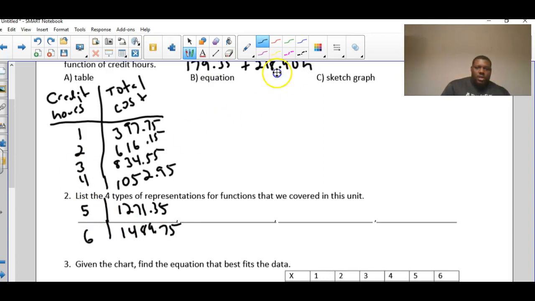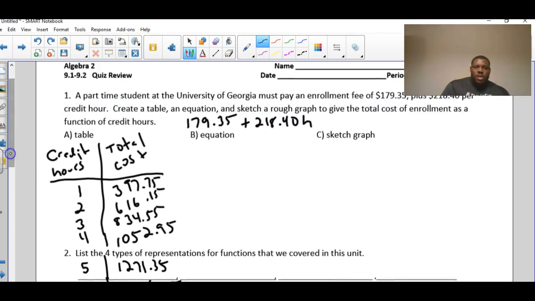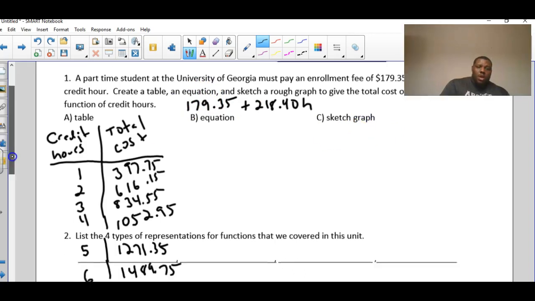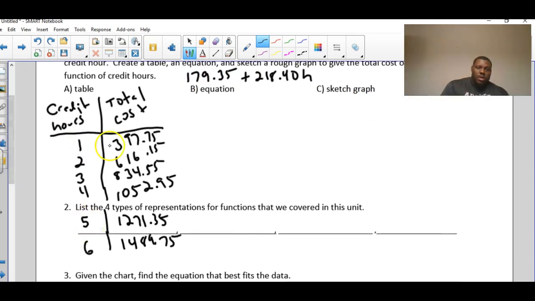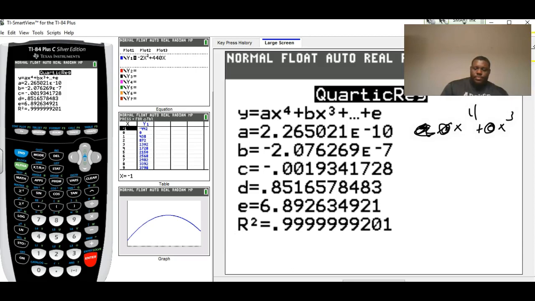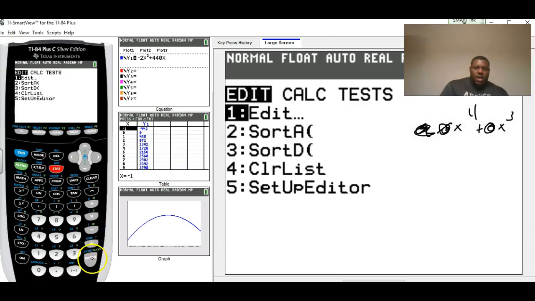So again, that's our equation. I'm not going to rewrite that. That's our function, our equation right here that it told us to make. If they want to sketch a graph, guys, you will simply just go to your table, list 1, list 2. So I'm going to go to my calculator and stats, edit.